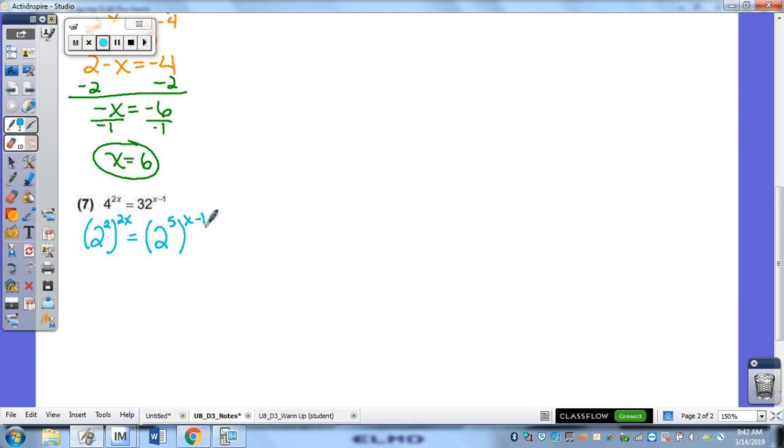And again, x minus 1 is still there. So I got to multiply my exponents. So I have 2 to the 4x equals 2 to the 5x minus 5. So now we can say our exponents are equal. They're both on a base of 2. Same base, exponents equal.